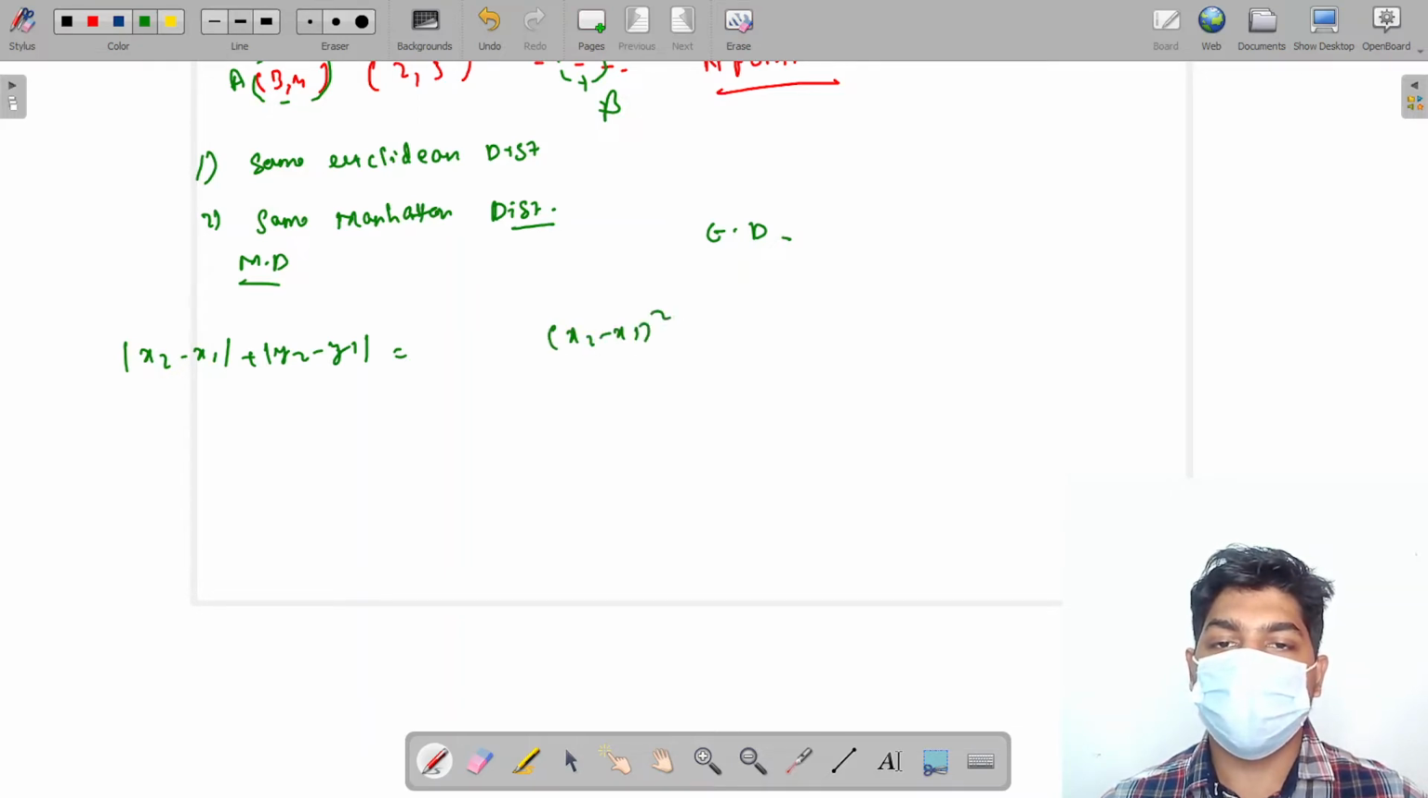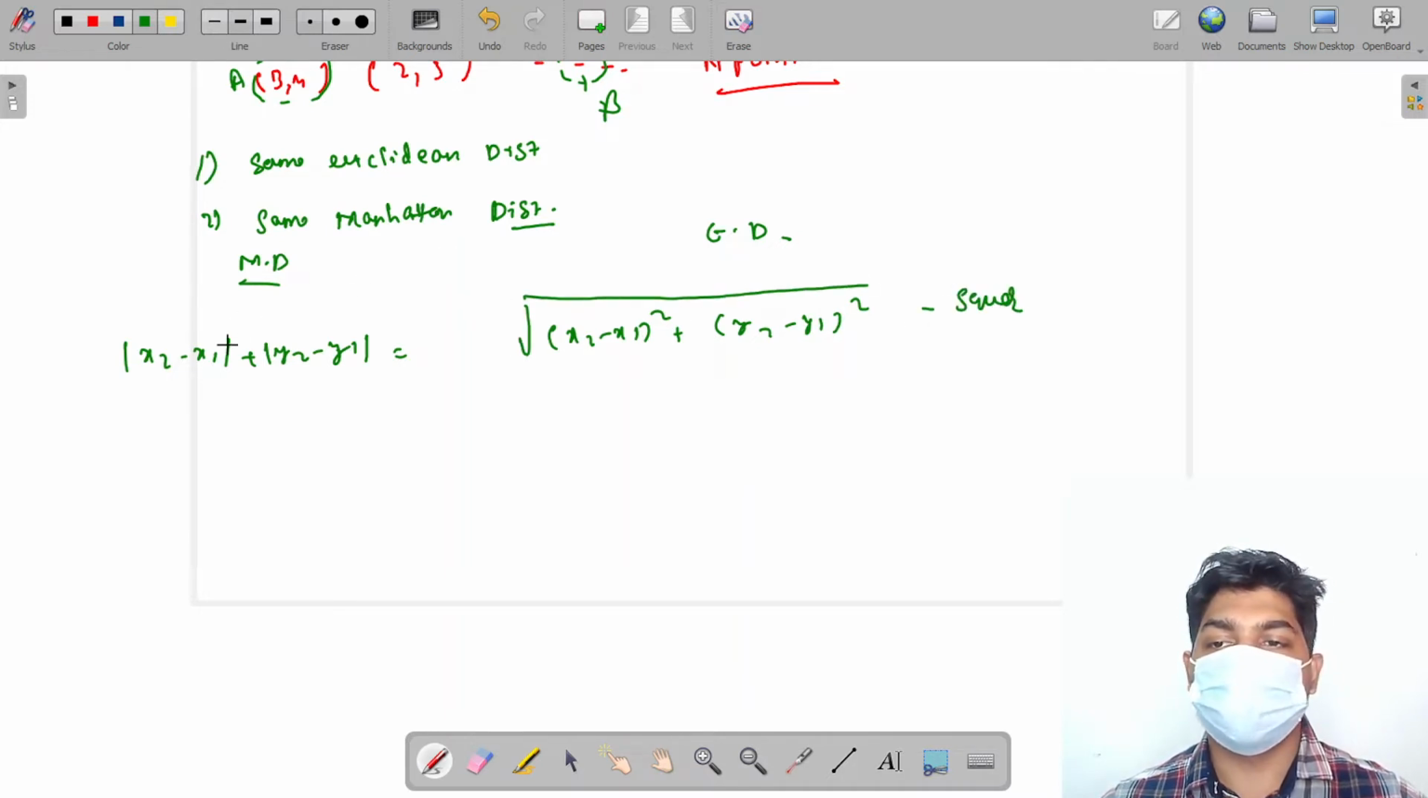Square root of (x2 minus x1) squared plus (y2 minus y1) squared. This is the Euclidean distance. So let's square the equation. What we will get is |x2 minus x1| whole squared plus |y2 minus y1| whole squared plus twice of |x2 minus x1| into |y2 minus y1|.